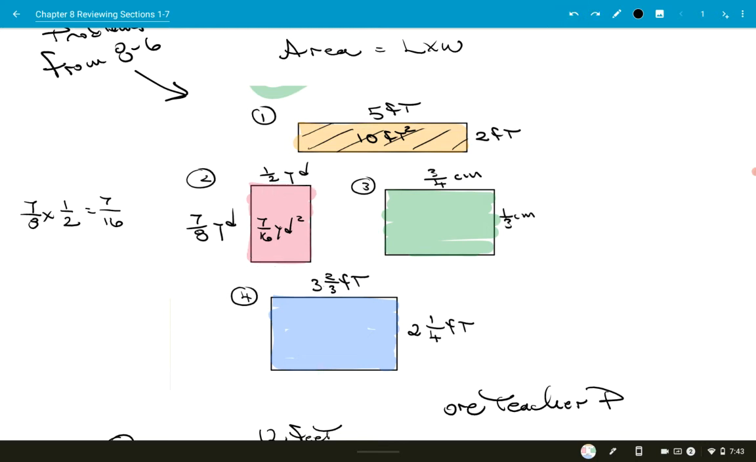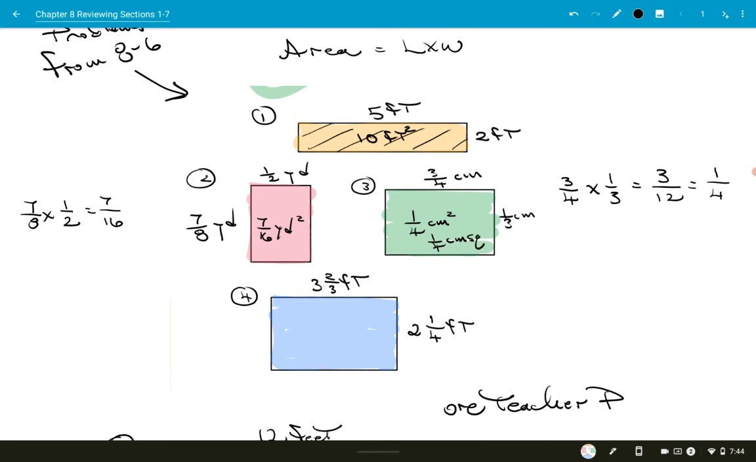Number three, it's also fractions and looks like it's in centimeters, so it's 3/4 centimeters times 1/3 of a centimeter. Again, multiply straight across. 3 times 1 is 3. 4 times 3 is 12. That can be reduced. How many times does 3 go into 3? Once. How many times does 3 go into 12? 4 times. So the answer is 1/4 centimeters squared. Or you could have written 1/4 centimeters SQ, centimeters squared.